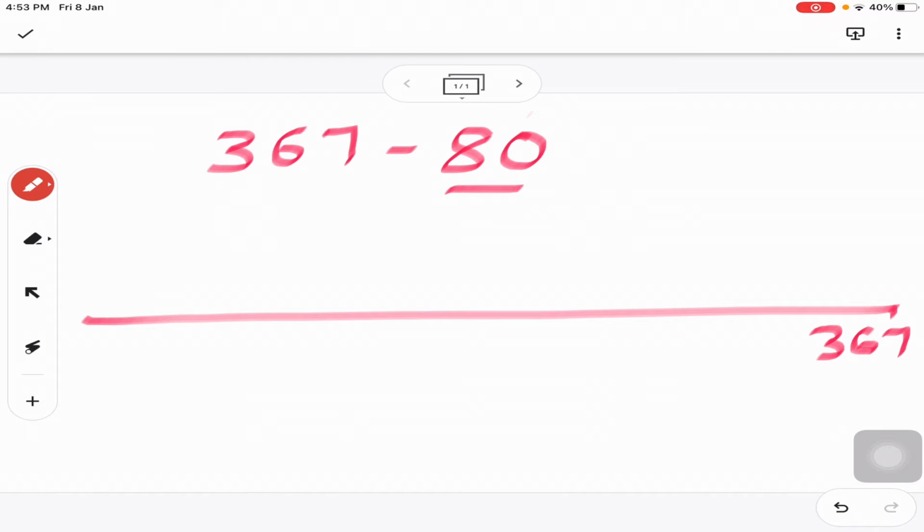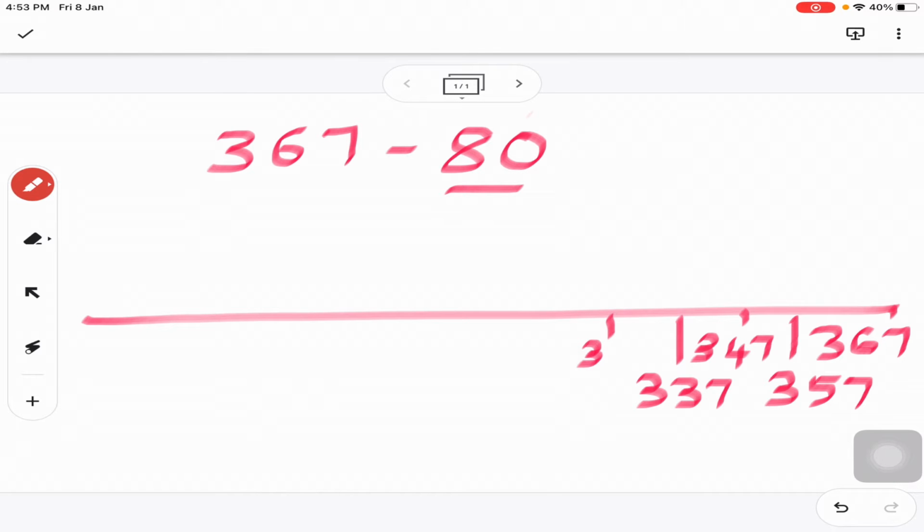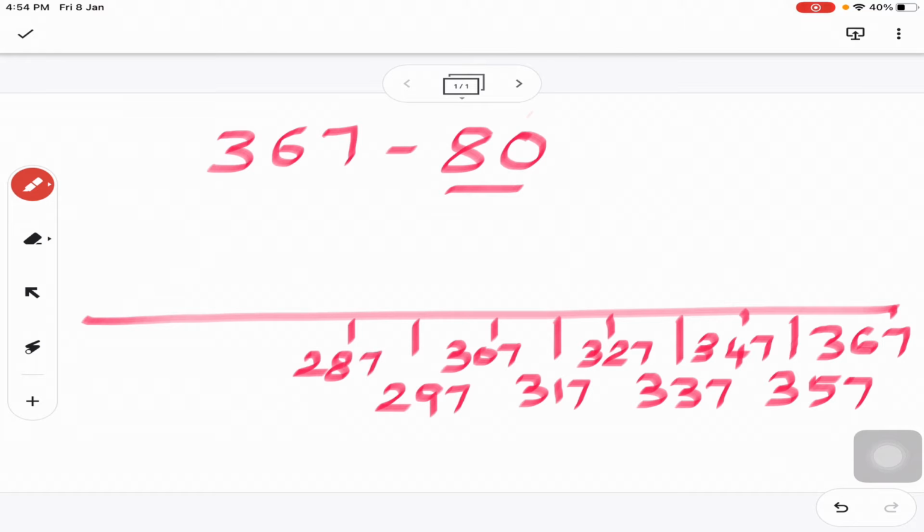I want you to work with me as I am counting the numbers. So 367, 357, 347, 337, 327, 317, 307, 297, 287, 277, 267, 257. So I have taken some numbers on my number line.